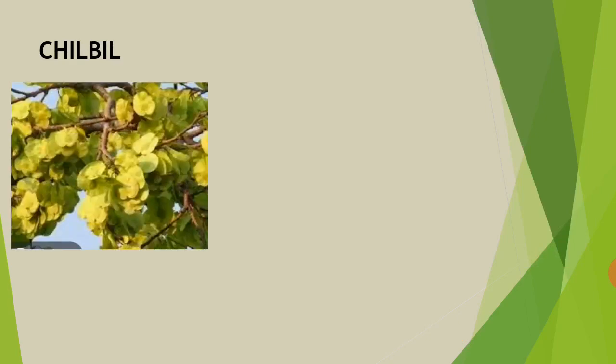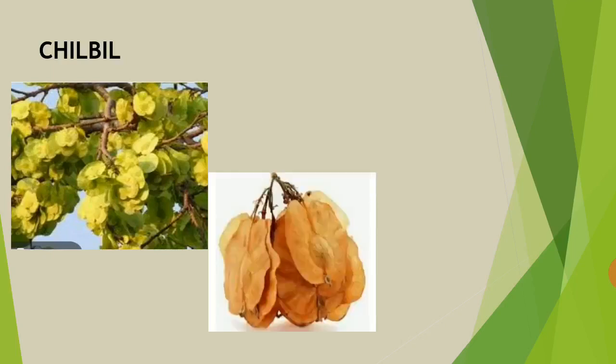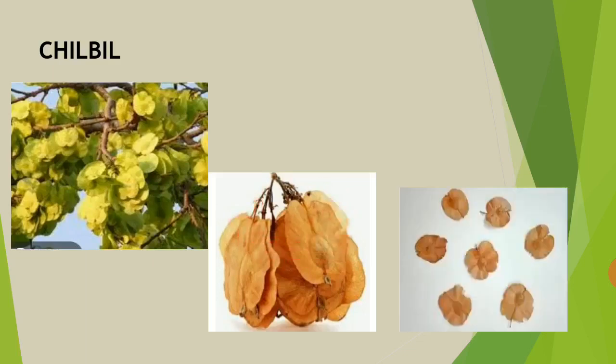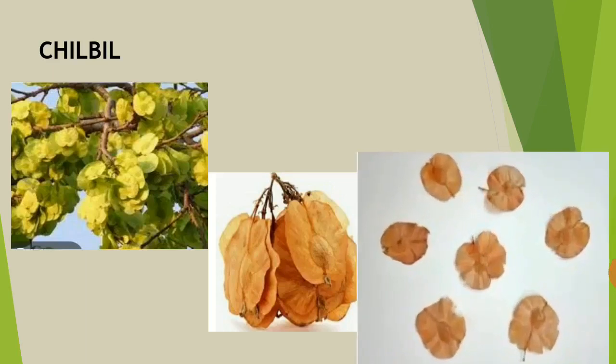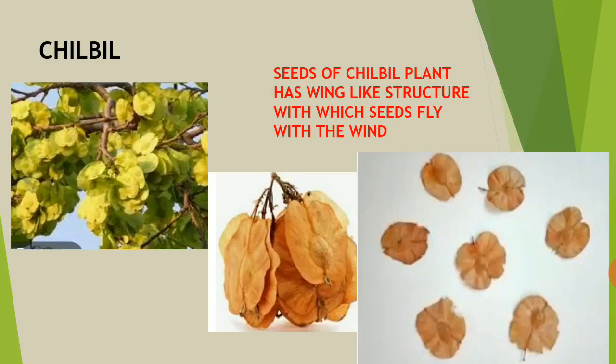Next example is Chilbil. Chilbil is a big tree, and these are the fruits of Chilbil. When the fruit becomes dry, it becomes brown color. These seeds have wing-like structure. You can see the seeds here in the center and the brown colored wing-like structure. So seeds of Chilbil plant have wing-like structure with which seeds fly with the wind.